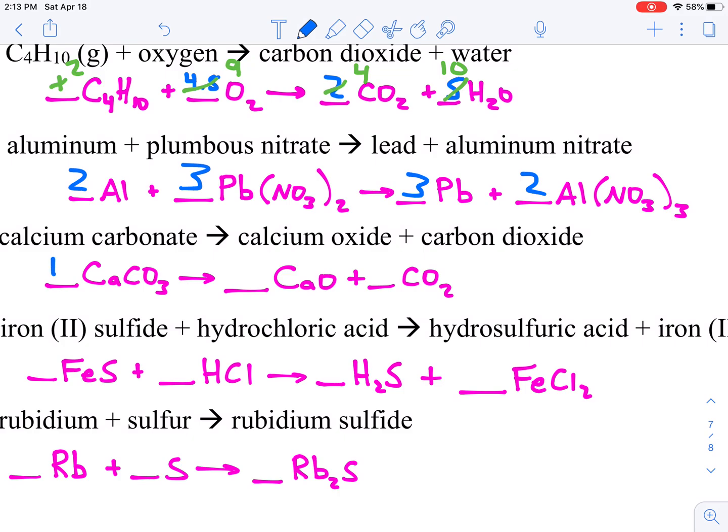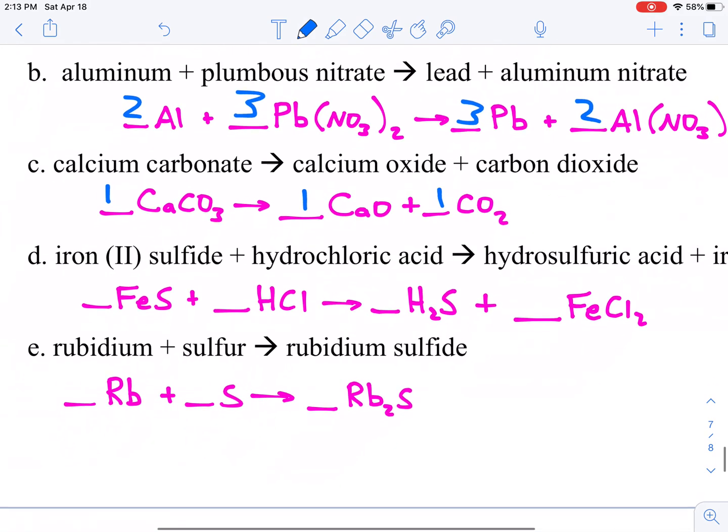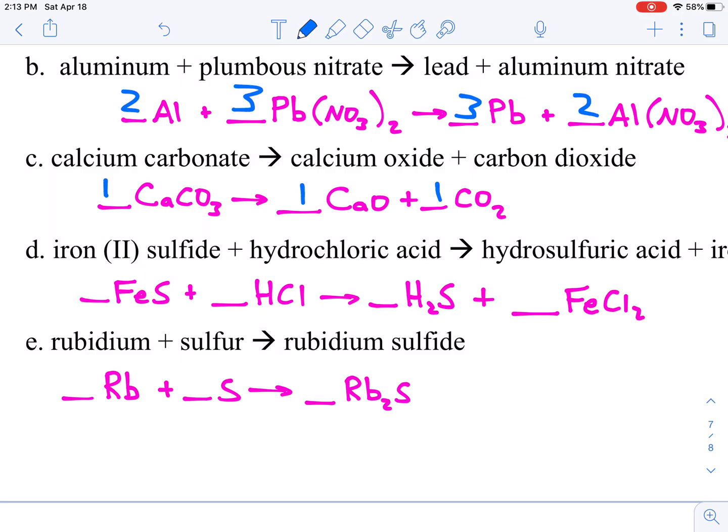Calcium carbonate making calcium oxide and carbon dioxide is already balanced. In letter D, we have 2 H's on the right and 2 Cl's on the right. Let's put a 2 here to finish the job. And then in letter E, we will need 2 rubidiums to make this thing work out.